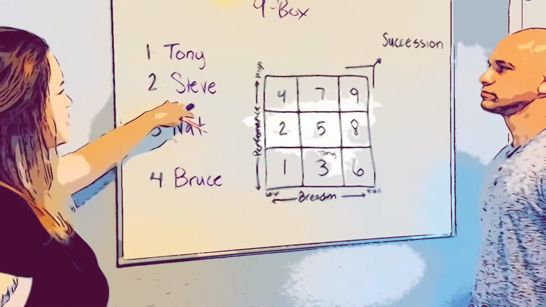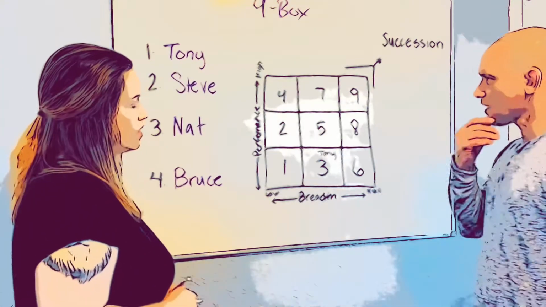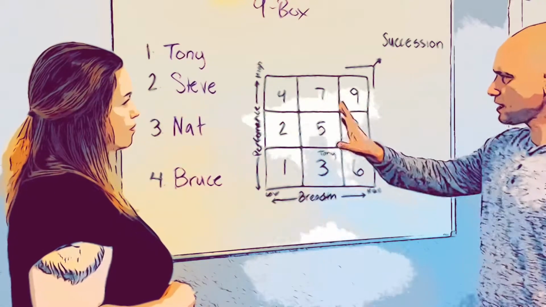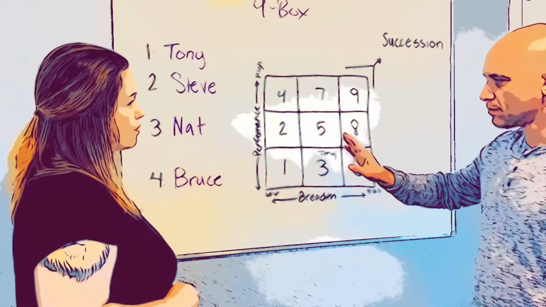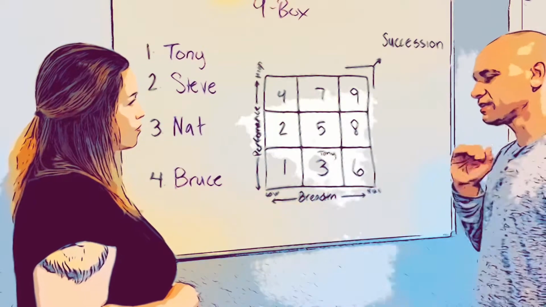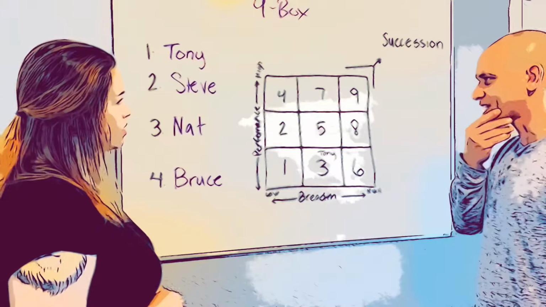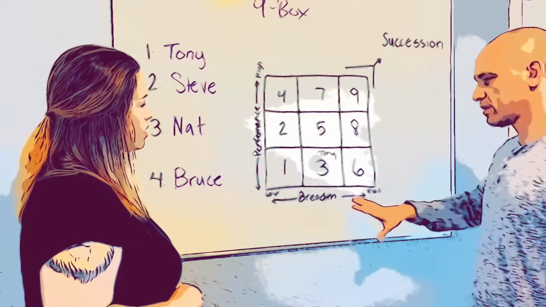What about Steve? Where would you place Steve? He's a high performer, but he has low breadth. He's more of a follower. Take orders and go. He doesn't stick out as far as breadth.